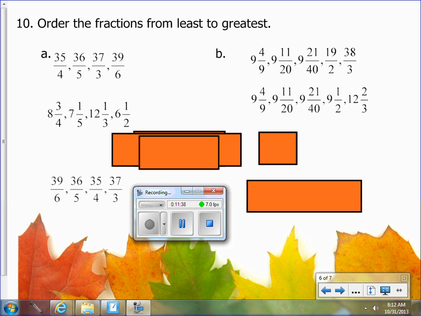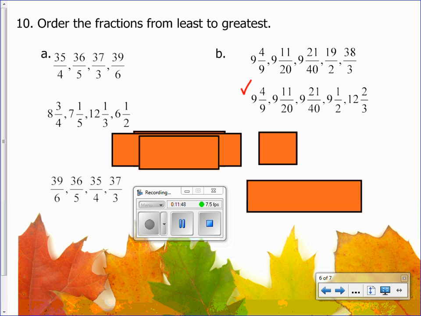So 9 and 4/9 is less than half, because half of 9 is 4.5. So 9 and 4/9 is going to be the smallest, because I have a 9.5 here, which is going to be right at half.